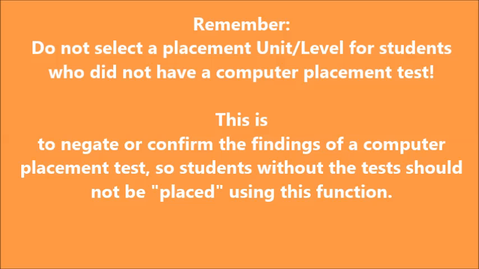And if you recall at the beginning of the lesson, this student did not have a computer placement test. When you go to leave your feedback, do not place the student. There is a section where you can choose a level in the unit. Because they don't have a computer placement test, don't do that. The purpose of that function is to either confirm or to negate a computer placement test. So while you should definitely type your feedback to the student, which I'll give you some more information about later, do not select a level or a unit for this student.